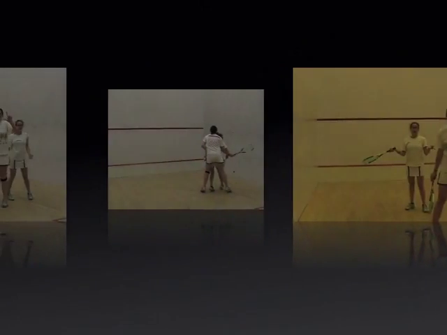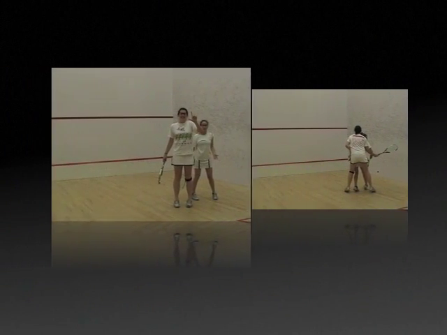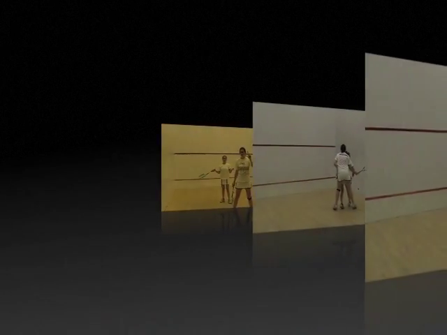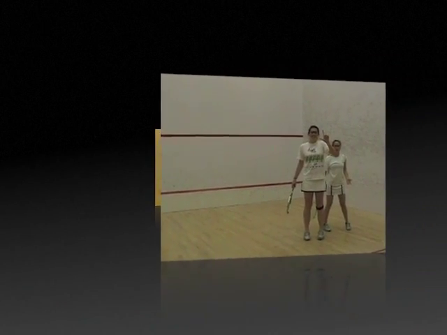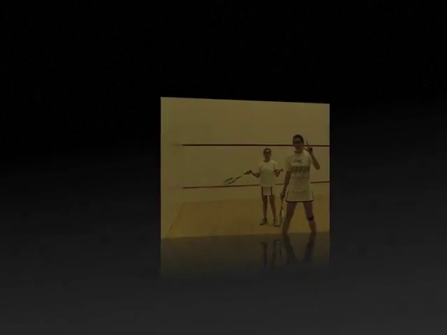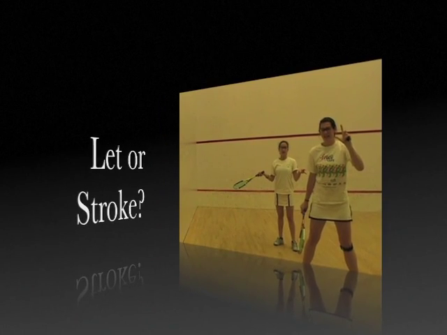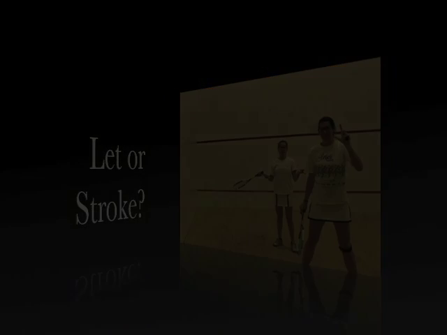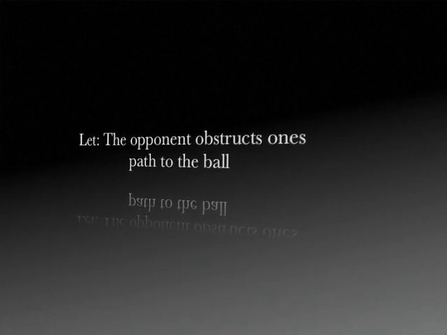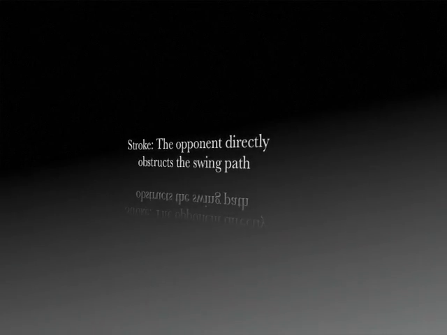The two major rules of the squash game are the let and the stroke. A let is when a person obstructs the path to the ball and the opponent asks for a let, please, to the ref. The ref may respond by either giving a no let or a yes let. A second instance is when the ref awards a stroke. This is when the opponent prevents the ball from reaching the front wall or obstructs the swing. That is a stroke.